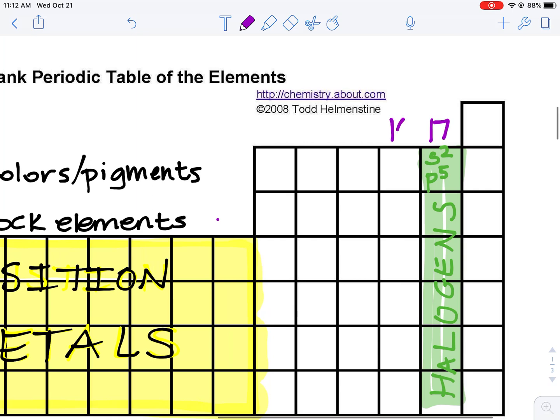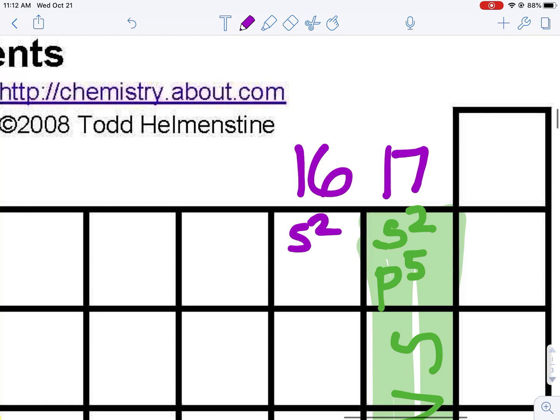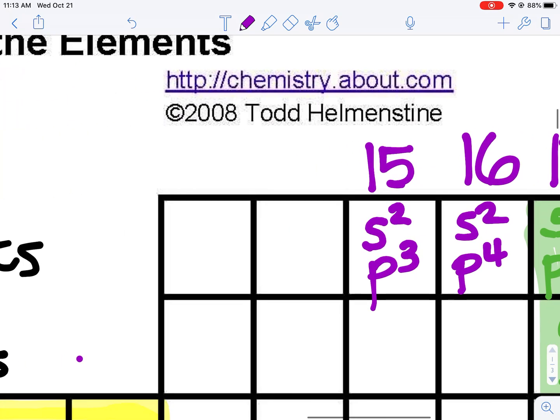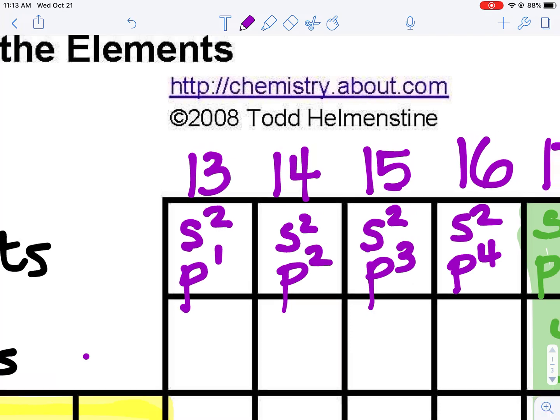Let's work backwards for a second. If I look at the elements in group 16, their box said s2, p4. If I look at the elements in group 15, theirs said s2, p3. If I looked at the elements in group 14, their valence shell said s2, p2. And the elements in group 13 said s2, p1.